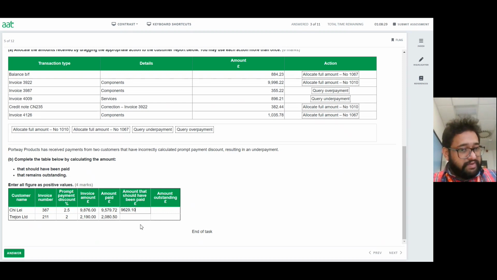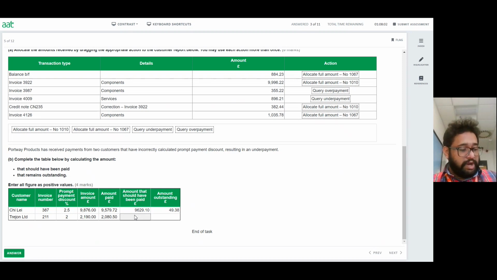Minus 9,579 pounds and 22 pence. So let me just do this. Minus 9,579 pounds dot 72 pence. It is 49 pounds and 38 pence. 49 pounds dot 38 pence is the amount they have underpaid.